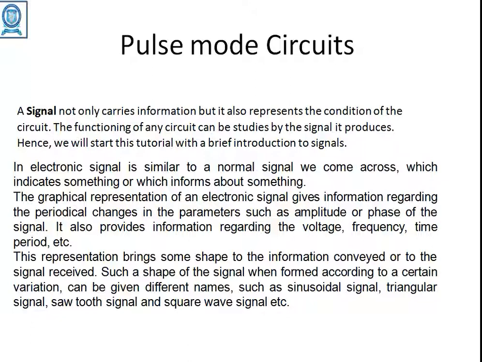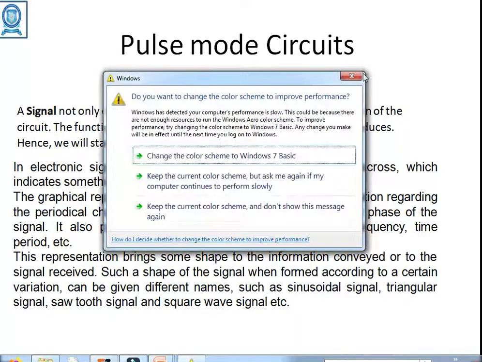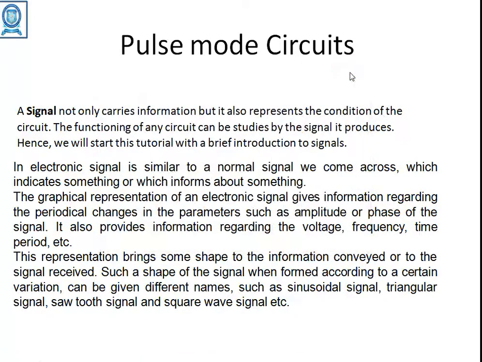An electronic signal is similar to the normal signals we come across, which indicate or inform about something. The graphical representation of the electronic signal gives information regarding the periodic changes in parameters such as amplitude and phase of the signal. It also provides information regarding voltage, frequency, time period, etc.